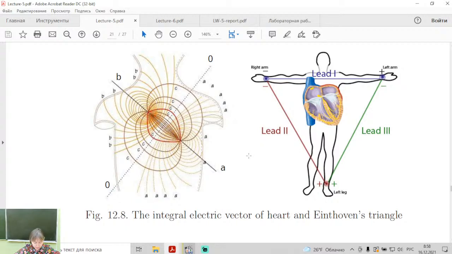It is experimentally established that the heart dipole during excitation generates action potentials, which on the surface of human skin give lines of equal potential.